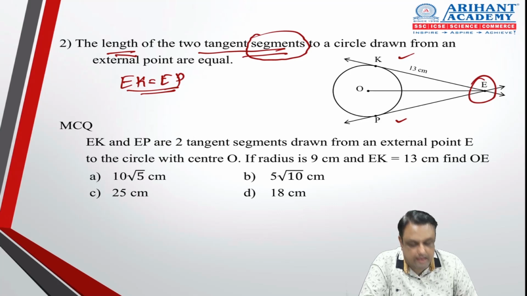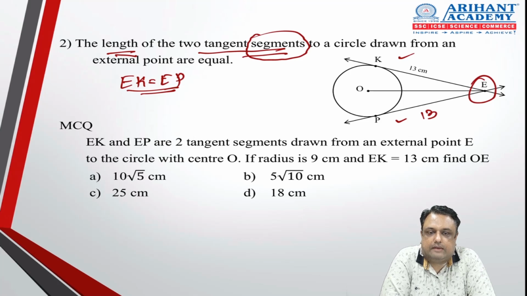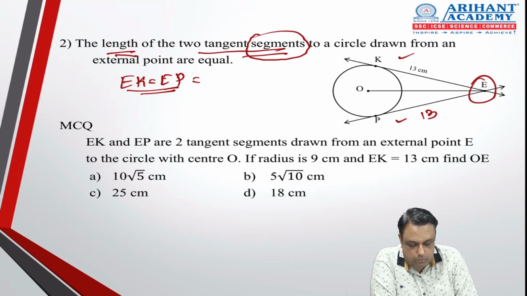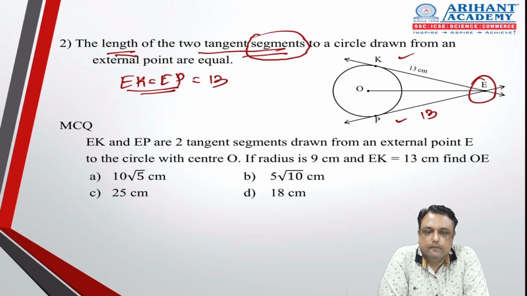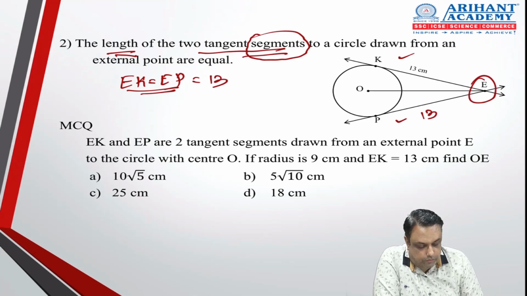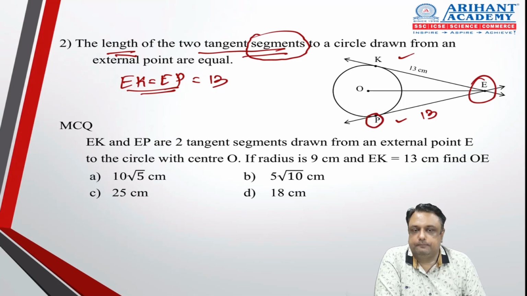So if you see EK is 13, can I say EP also will be 13 because tangent segments are equal in length? So EK is equal to EP, which is 13. Now, if you see segment EP, EP is a tangent to the circle at point P. That means EP is a tangent which has one point common with the circle, and that is point P.